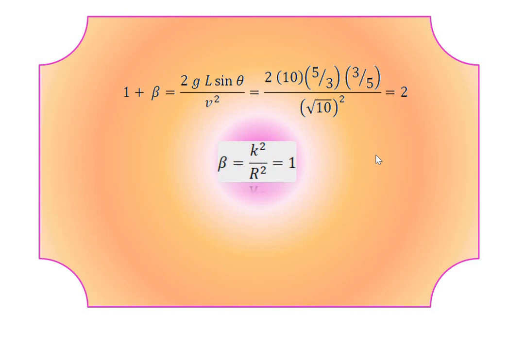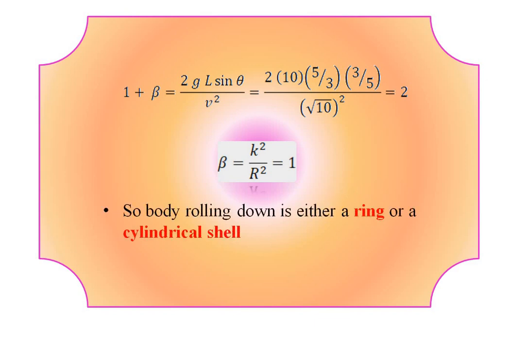That means β is equal to 1, which is nothing but β equal to k² divided by r², equal to 1. So the body rolling down is either a ring or a cylindrical shell. This is an example with the proper solution. So let's see the next example, which is given in the exercise.